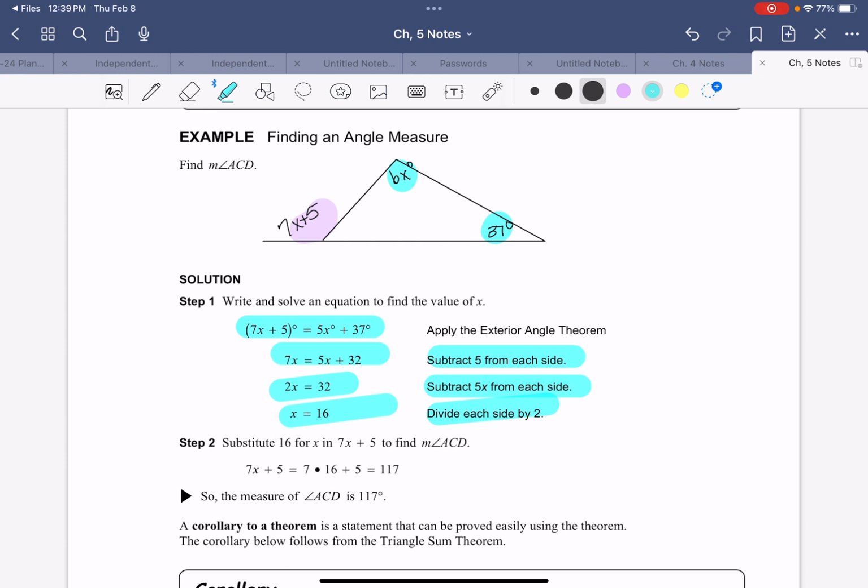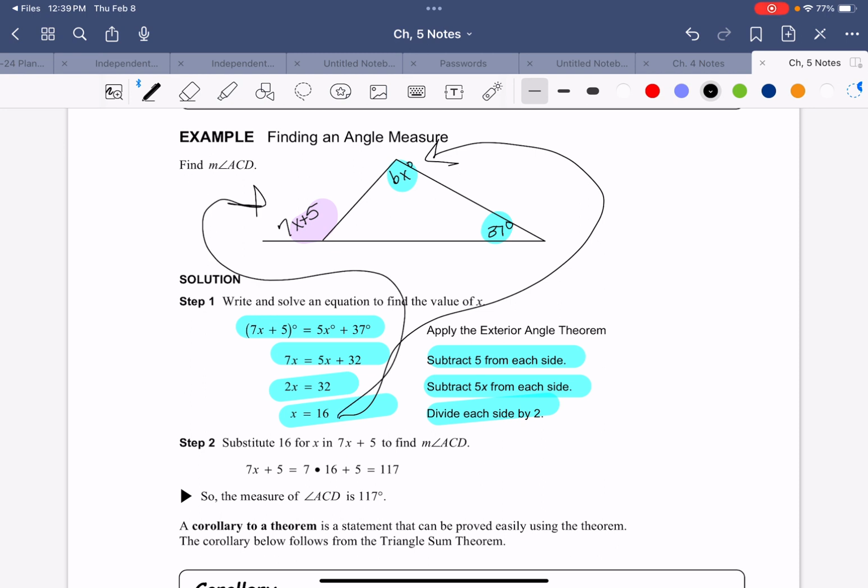And so now I can go back in and take that x equals 16 and plug it into both of these and find out what that angle measures. So we can actually say that ACD is equal to 117 degrees.